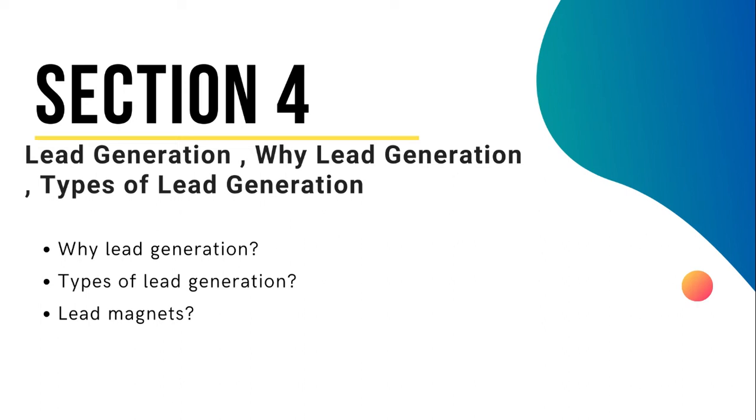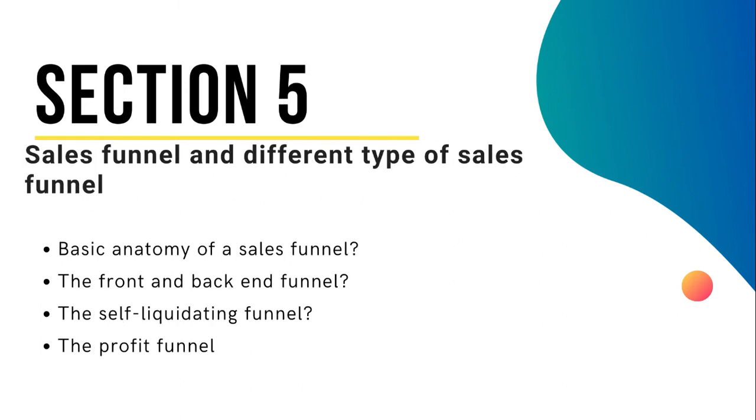Lesson 3 is on lead magnets and types of lead magnets. Section 5 is on sales funnels, the different types of sales funnels. Lesson 1 is the basic anatomy of a sales funnel. Lesson 2 is front-end and back-end sales funnels. Lesson 3 is the self-liquidating sales funnel, and lesson 4 is the profit funnel.